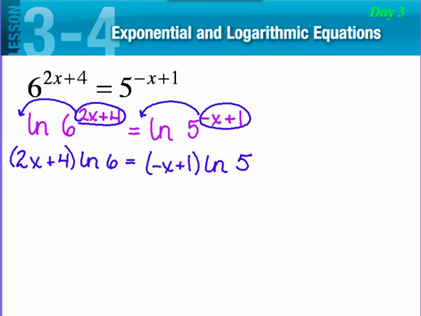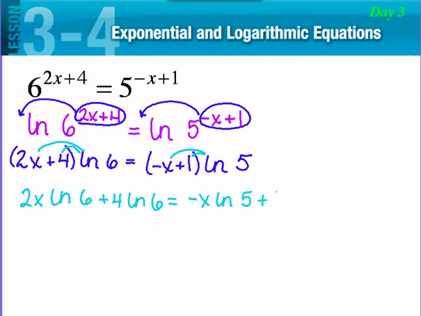Alrighty, so far so good? Yep. Okay, so now, since I've got a quantity there times ln of 6, I'm going to distribute each of those ln's to each of the terms. So here I'm going to have 2x ln 6 plus 4 ln 6 equals negative x ln of 5 plus 1 ln of 5. Okay, so far so good?